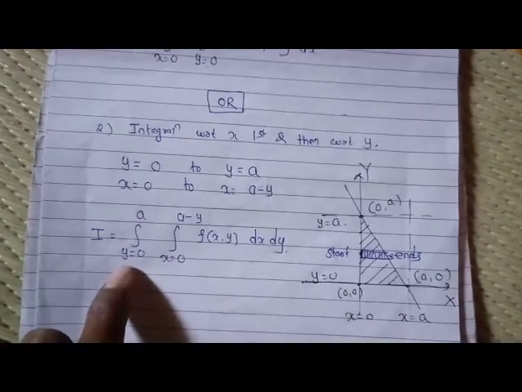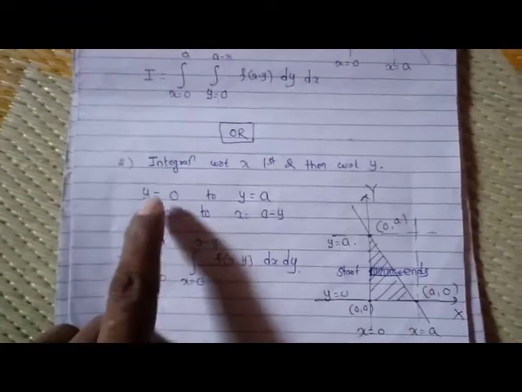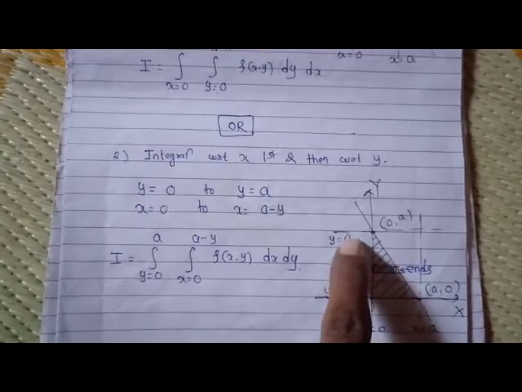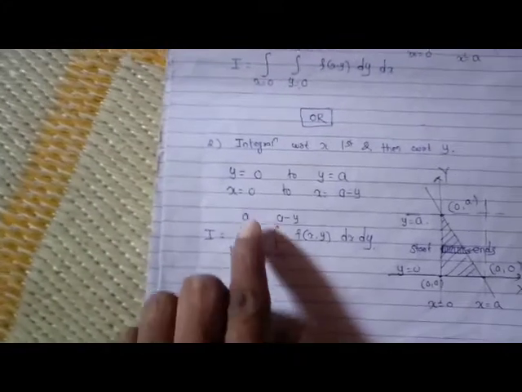So outer limits are limits of y, therefore they will be constant. So first find limits of y. So minimum value of y is y equal to 0, maximum value of y is y equal to a. We have considered the same triangle. Now we want to find limits of x.